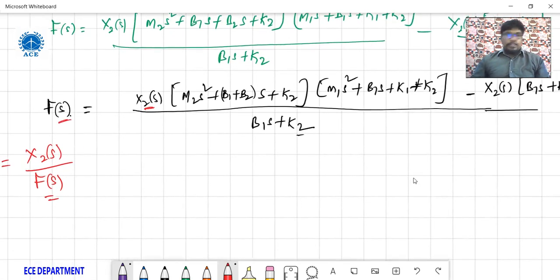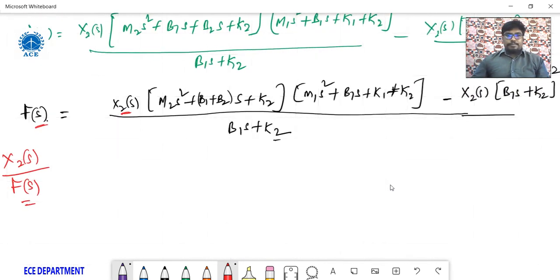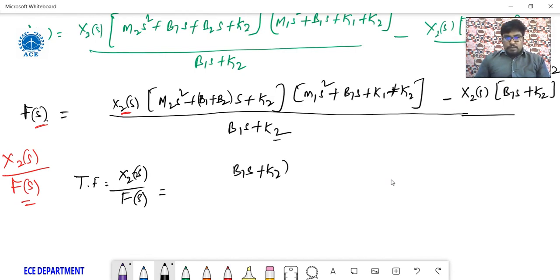So rewrite the final equation simply. The transfer function x2 of s divided by f of s is equal to b1 s plus k2, whole, divided by this entire term. What is the term?